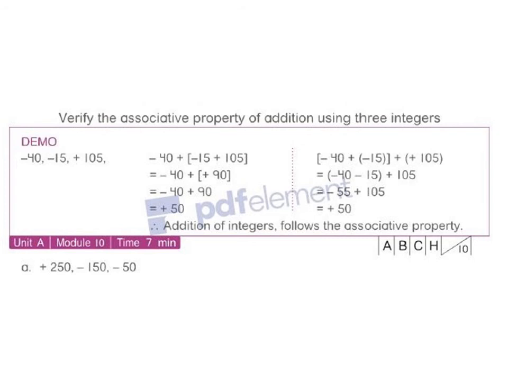In the second part, what they are doing, they are adding minus 40 and minus 15 first, and they got minus 55. After that, they added that minus 55 with 105, which again gives us 50. So the concluding line of the problem will be, therefore, addition of integers follows the associative property.